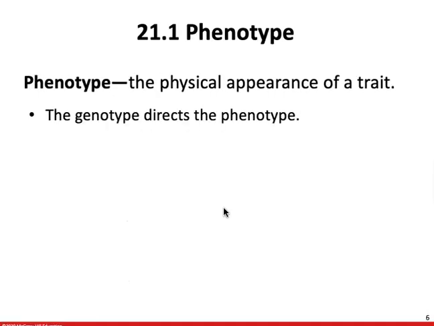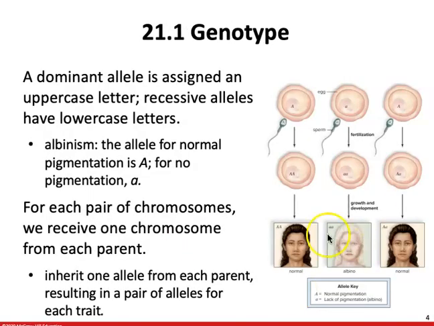Phenotype, on the other hand, refers to the physical appearance of the trait. This is ultimately going to be determined by the genotype, but the phenotype is what we're going to physically see. So in the case of albinism, we're going to see that a homozygous dominant genotype, so we have two alleles that are both for normal pigmentation, we're going to see normal pigmentation. So homozygous dominant will give us normal pigmentation.